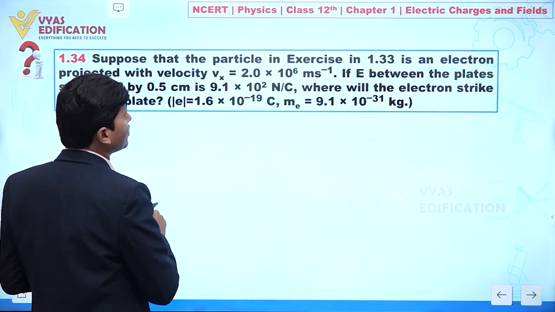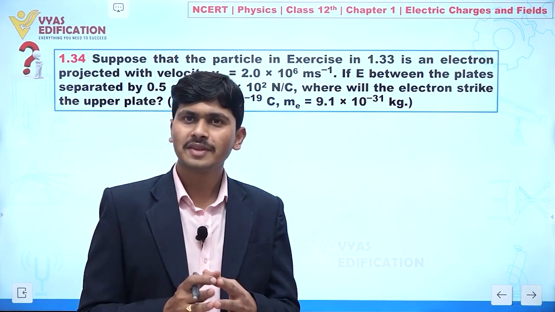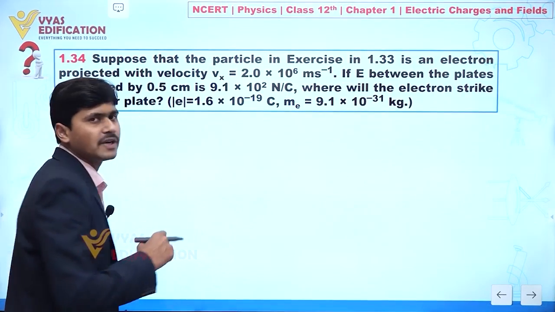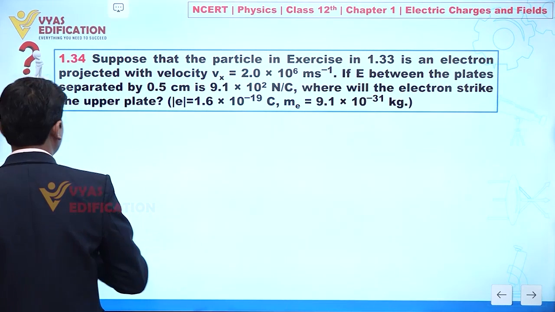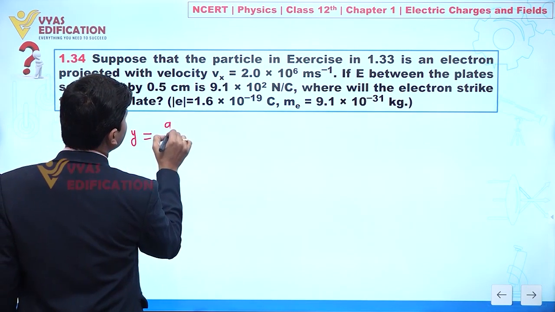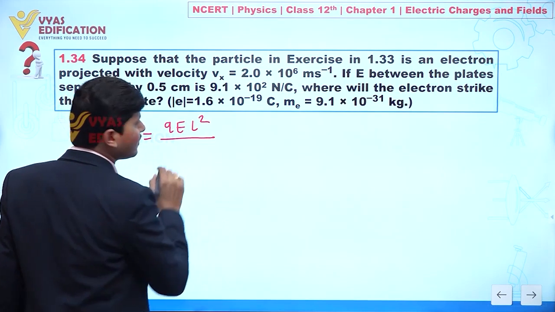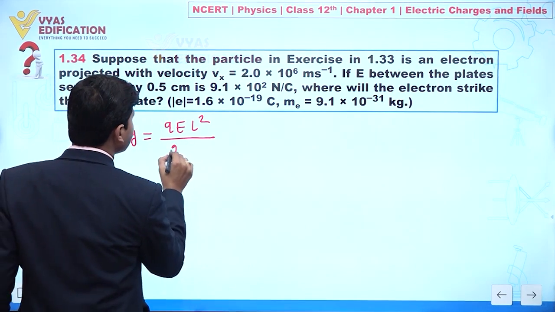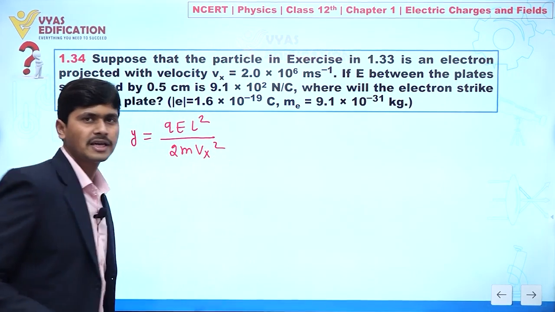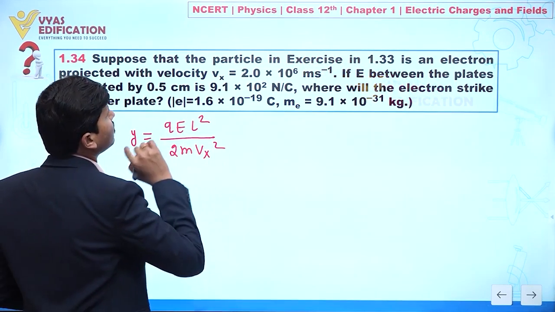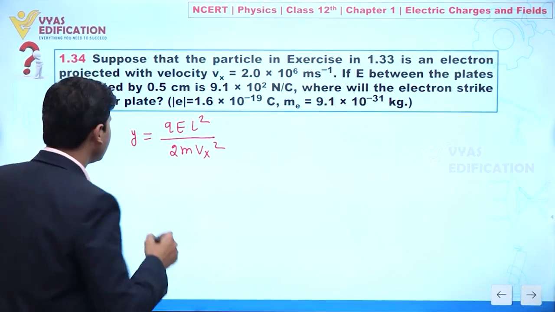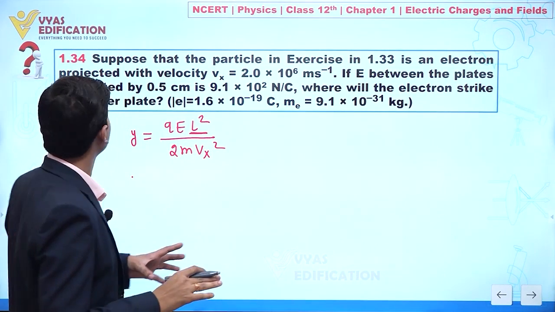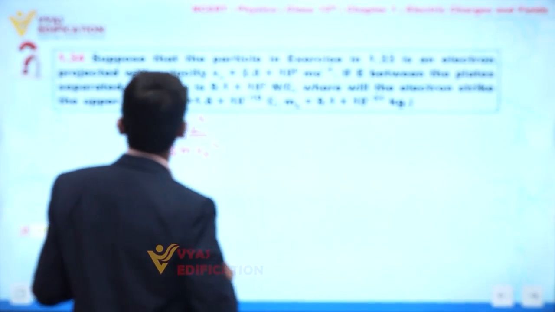If we replace charge q with an electron, then we utilize the same formula, qE L square upon twice m Vx square. Clear? So we can write y is given by qE L square divided by twice m Vx square. In this question the value of q is the charge of an electron. Here our objective is to calculate where the electron will strike the upper plate.